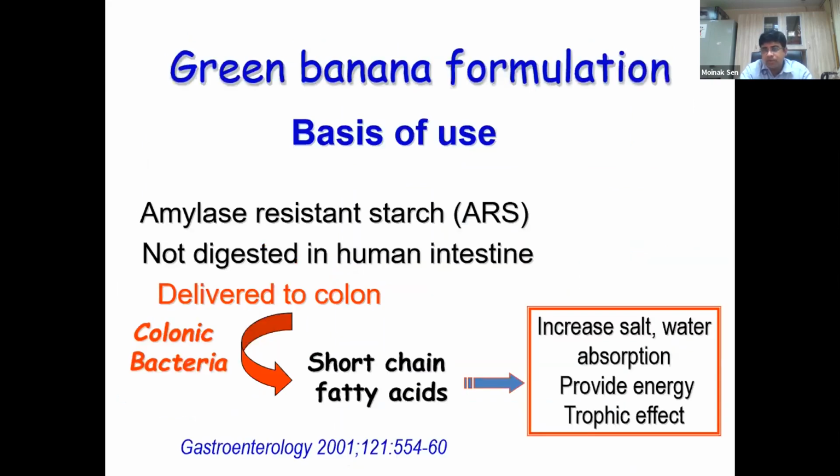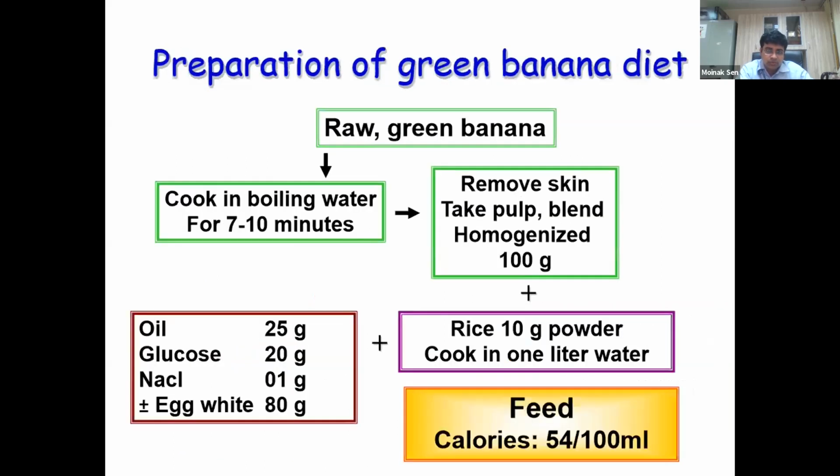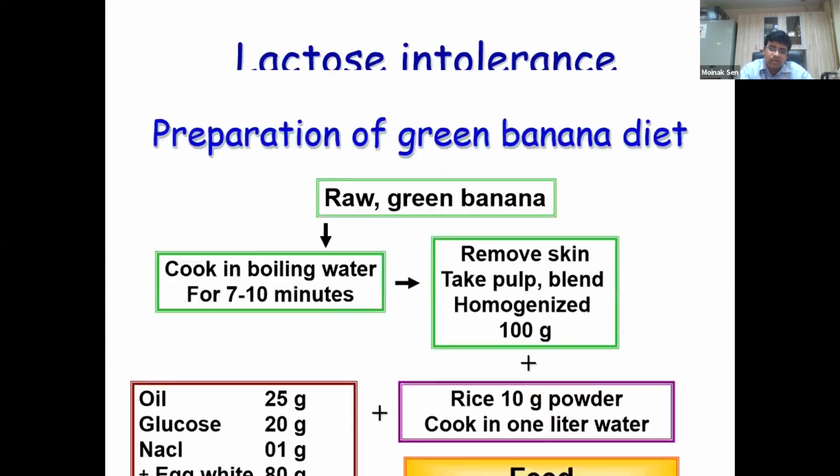The basis of the green banana formulation is that it's an amylase resistant starch. It's not digested in the human intestine. It's delivered to the colon, and hence it forms short chain fatty acids, which increase salt and water absorption, giving a trophic effect. To prepare a green banana diet, you take some raw bananas, put them in a pressure cooker, take the pulp out, add some rice and some oil and glucose to it and feed, and it gives about 54 calories per 100 ml.